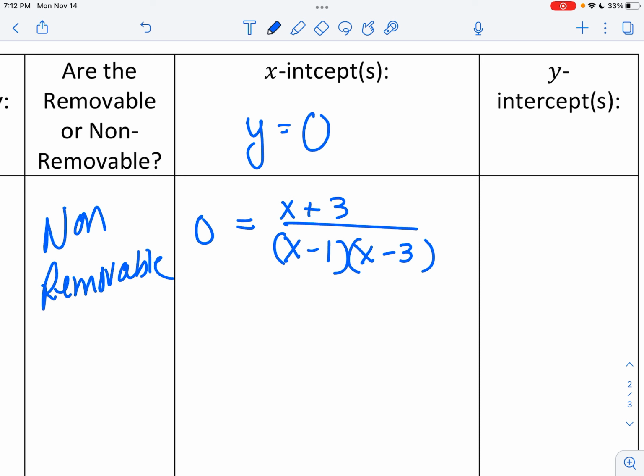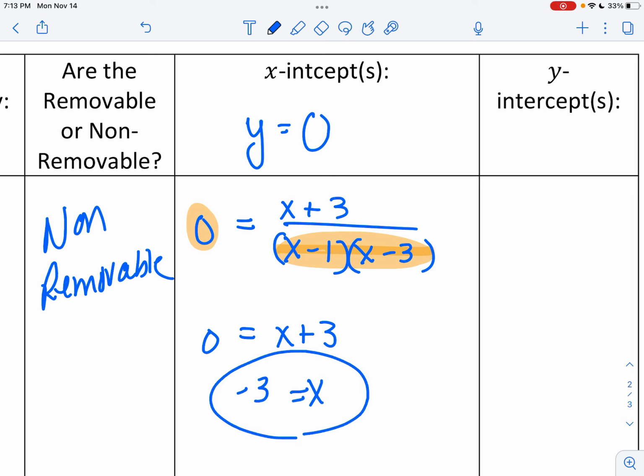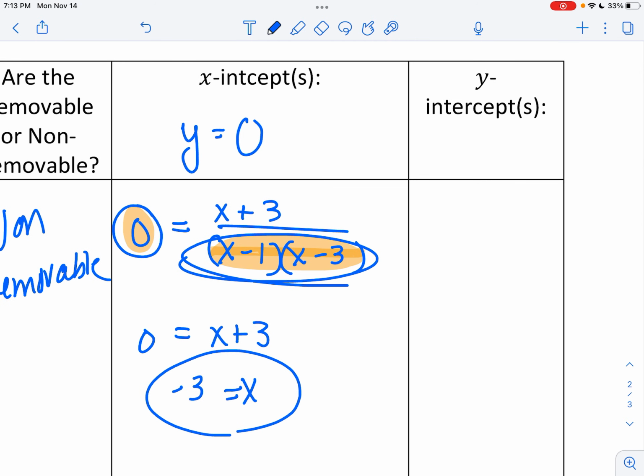Okay, so if you multiply both sides by this, it'll move it to the other side. So if I multiply 0 by this, you get 0. Then x equals -3. So your x-intercept happens at -3. In other words, it'll cross the x-axis at -3. Just remember, when you multiply 0 by this denominator, you get 0. Anything multiplied by 0 is 0.